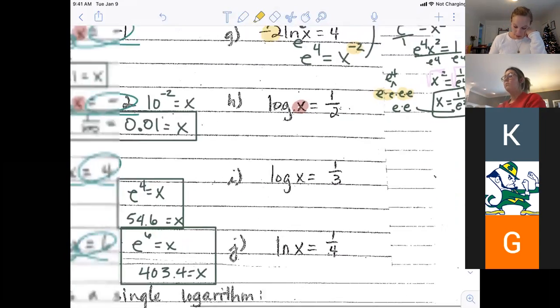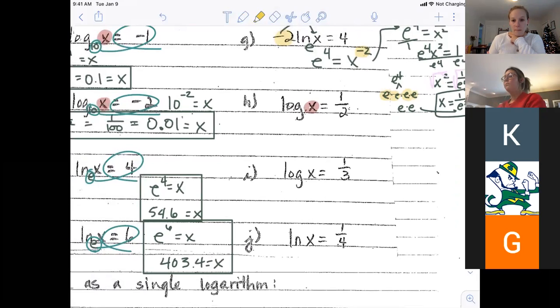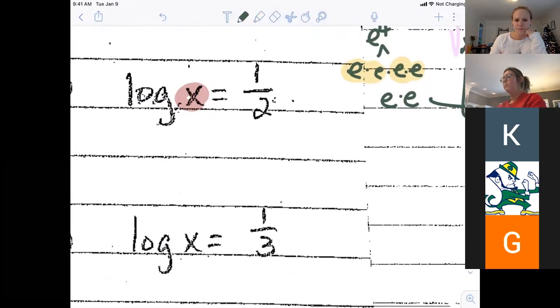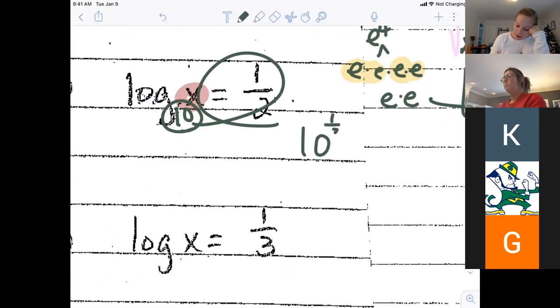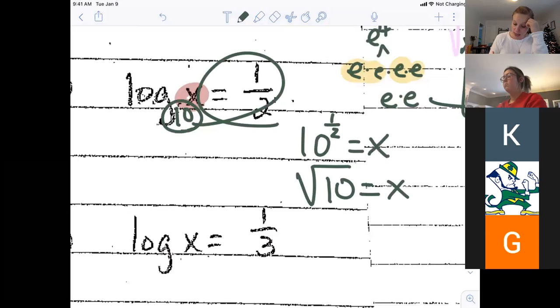All right, we've got a couple more here. Now all of these are fractions. What is that going to do for us? Log with no base is 10. So I'm going to log roll. This means 10 to the 1/2 equals x. Remember that your 1/2 as an exponent is a square root. So instead of writing that, I'm going to write radical or square root 10 equals x.